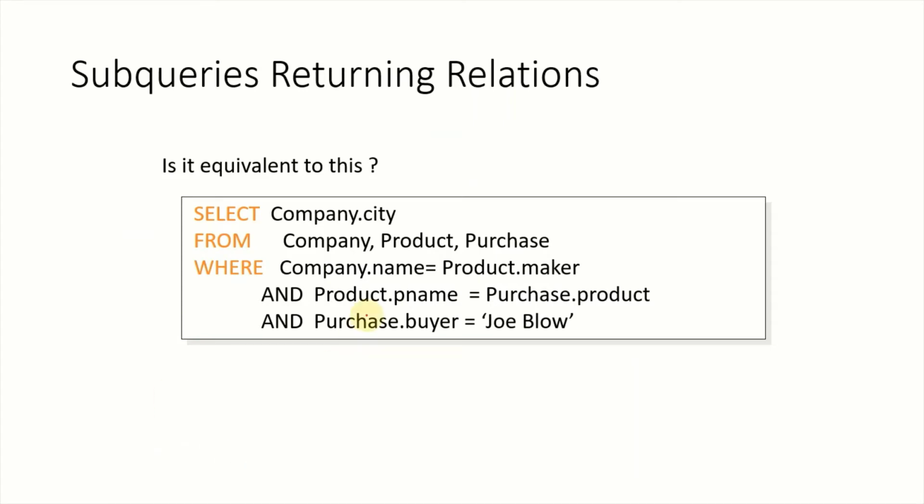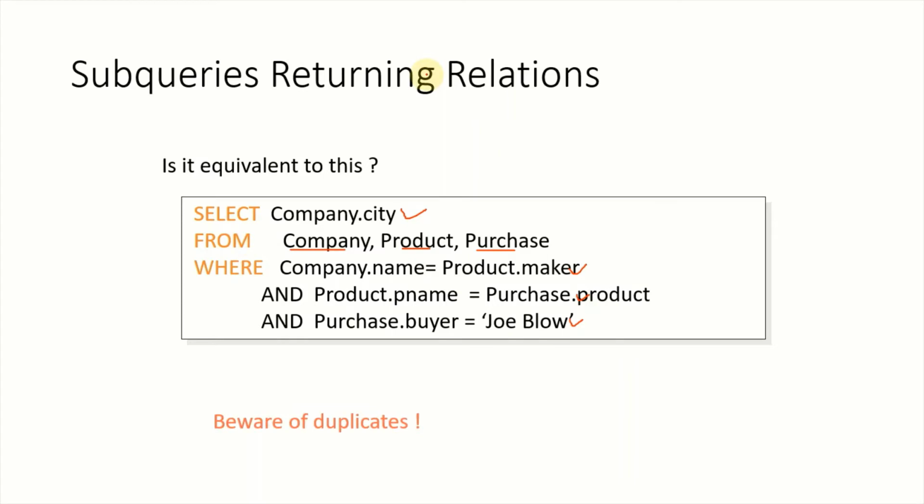Here again we are selecting city and the three conditions. These three conditions are present in the WHERE clause, and also we are getting the data from three tables. So these three tables are typed with FROM.